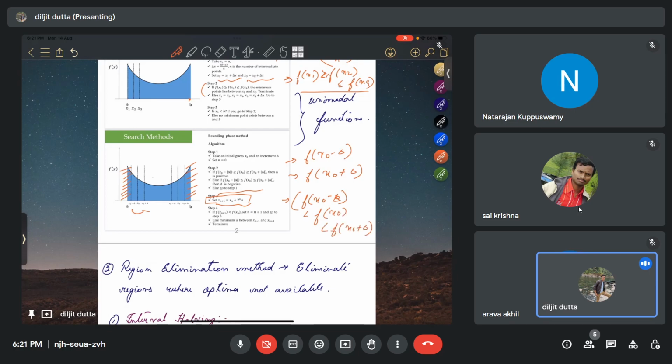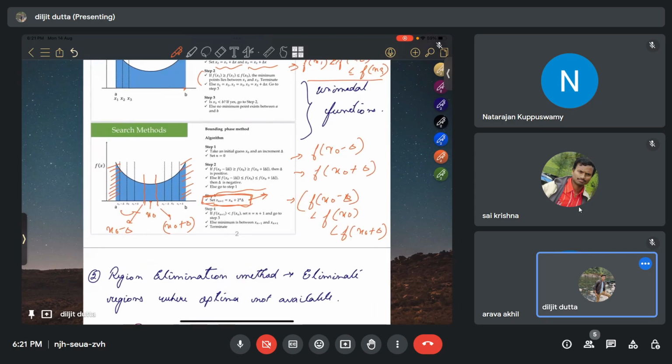So something like a feasible region will come here. This will be x naught, this will be x naught minus delta, and this is x naught plus delta. Till we go to this feasible region, we will be doing the iterations. Just remember, the main thing here is we do the function evaluations at the point where we change the point by this formula, that is xn plus 1 is equal to xn plus 2 to the power n of delta. This is the main formula that is involved in the bounding phase method.